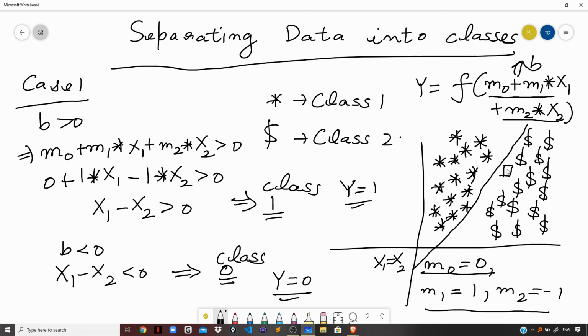Now, since the new unforeseen data point that we are trying to classify belongs to this side of the line, which is below the main line, it will go to the class of dollars. So this is also a dollar. Let me mark this with another color. So this point will also come out as a dollar. So this is how logistic regression helps in demarcating new data points into classes.